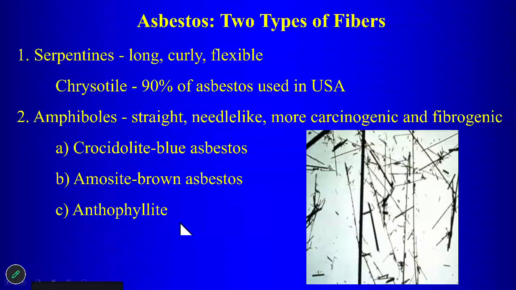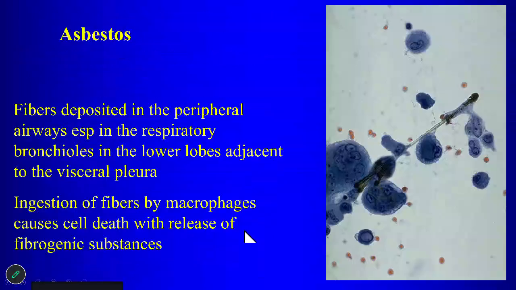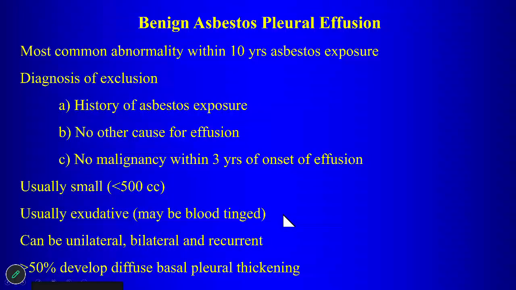The problem with asbestos is that there are these needle-like fibers that penetrate into the lung. They can penetrate into the lung parenchyma and all the way out into the space, and that's why you can get pleural lesions from exposure to asbestos also. It's fibrogenic, also carcinogenic. Macrophages try to ingest them, and release their fibrogenic enzymes. That's why you can get scarring in the lung. You can get scarring in the pleural space from asbestos exposure.